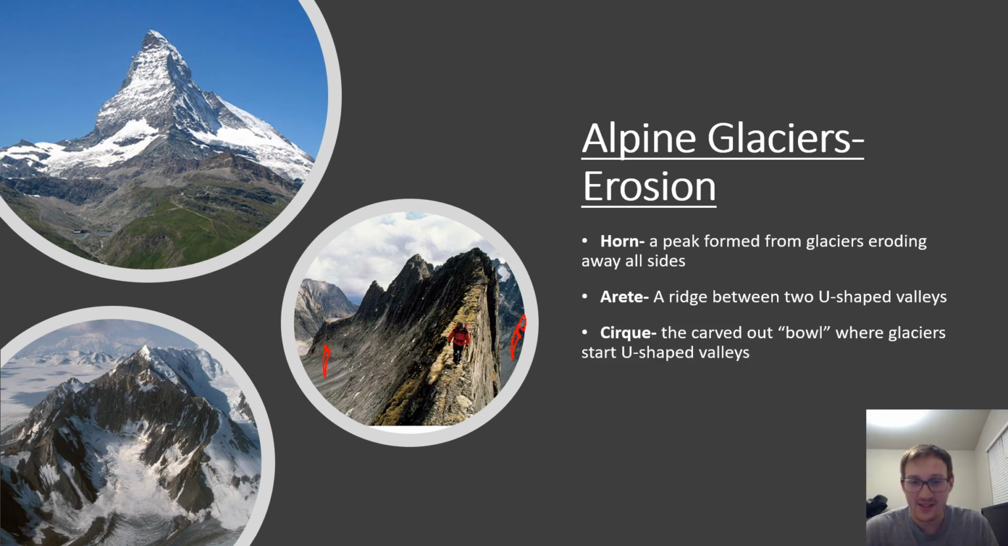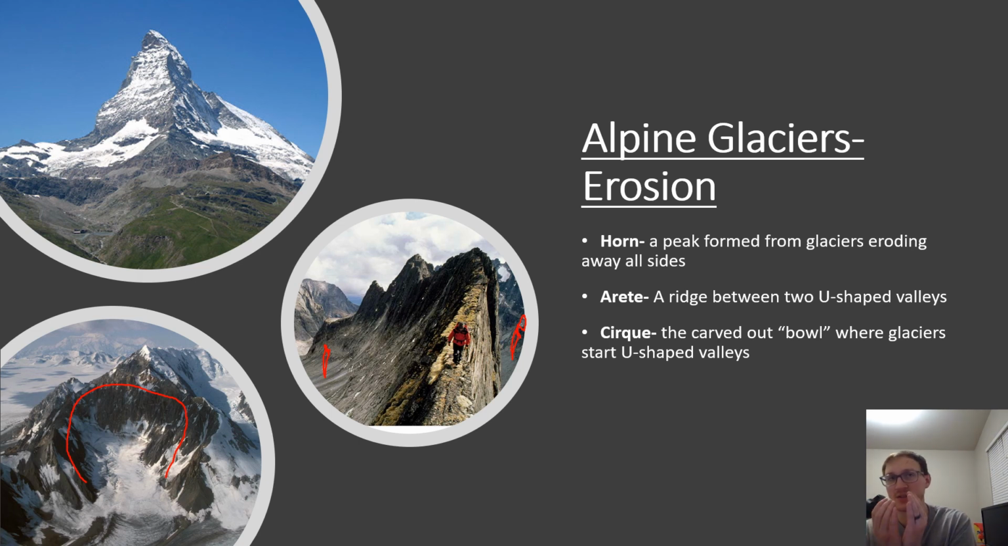Okay, and last is the cirque. This is the carved out bowl where glaciers start U-shaped valleys. So basically what happens is up high in the mountains, we have these things called cirques. And what they do is they keep storing more and more snow, more and more ice. And because they're in this bowl shape, the sun never gets in there to melt the ice or the snow.